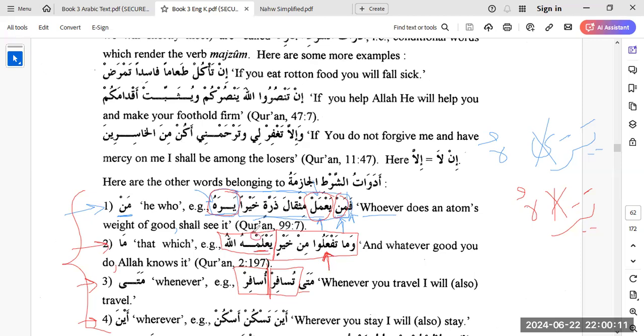So these majzoom verbs you're going to identify. You're going to identify where they are. Sometimes the instrument of condition might be missing, and the verb will be in the majzoom form. Right? That's an advanced form of it. We'll see that later on. But keep an eye whether the verb is marfu, mansub, or majzoom.